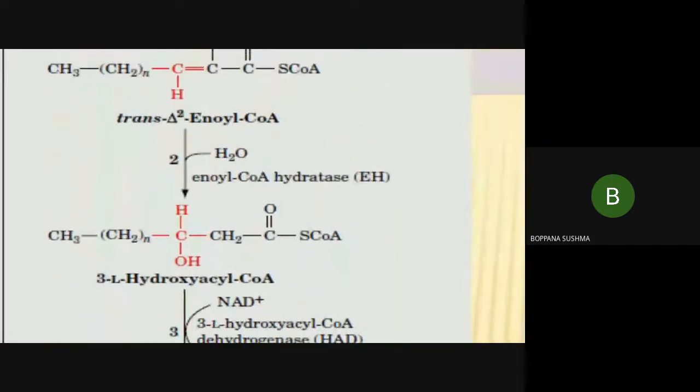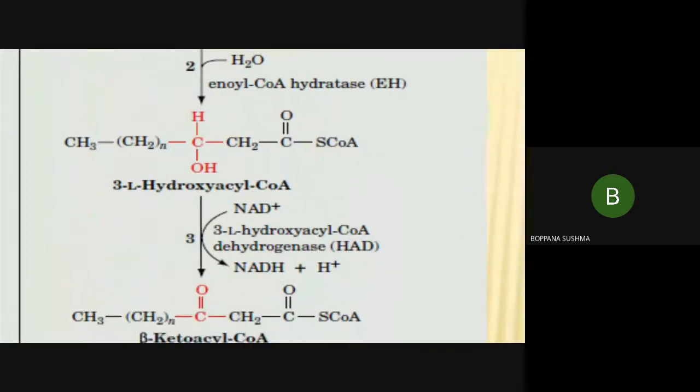Instead of 3L, you write beta hydroxy acyl CoA, because the OH group is present at which carbon atom? The beta carbon atom. The red mark is the second carbon atom. Second means beta. So the OH group is added to this beta carbon atom. That's why this is called beta hydroxy acyl CoA. Instead of 3L, you put beta hydroxy acyl CoA. Understood?